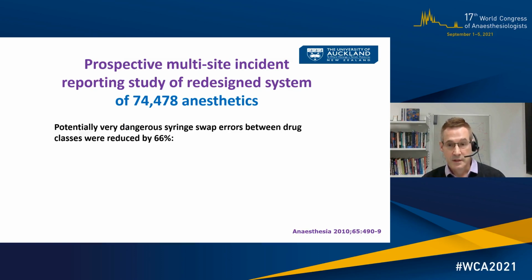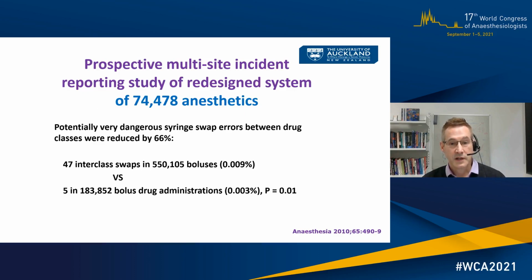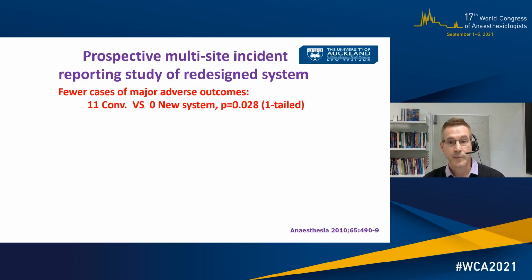We also looked at subcategories, and there was a 66% reduction in drug errors between classes. So syringe swaps between drug classes were reduced by 66%. This is a good thing because obviously swaps between classes are potentially very dangerous.